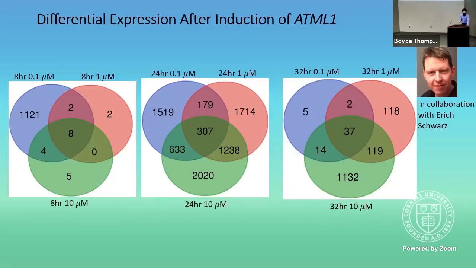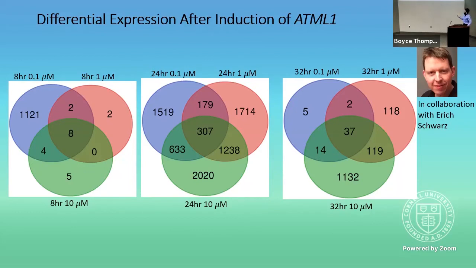So my postdoc Vijaya and a collaborator, Eric Schwartz, collected differential expression data. What they had was a synthetic promoter that would induce transcription of ATML1 after being exposed to estradiol. These inducible plants were exposed to estradiol in different concentrations, 0.1 micromolar, 1 micromolar, and 10 micromolar. And then their gene expression across the whole genome was measured at 8 hours, 24 hours, and 32 hours.